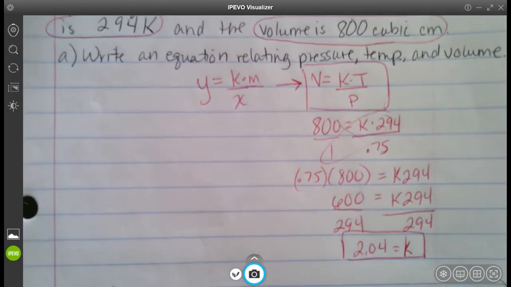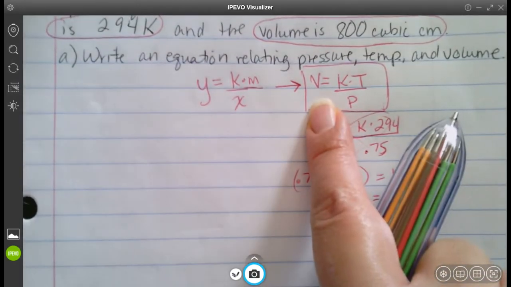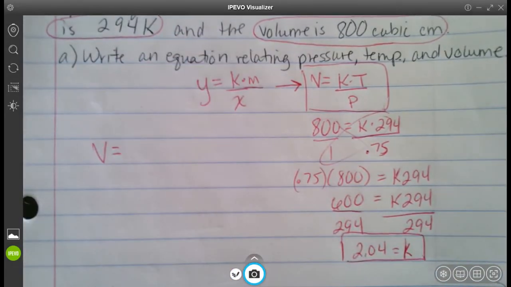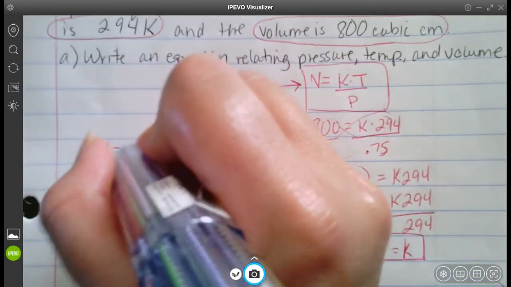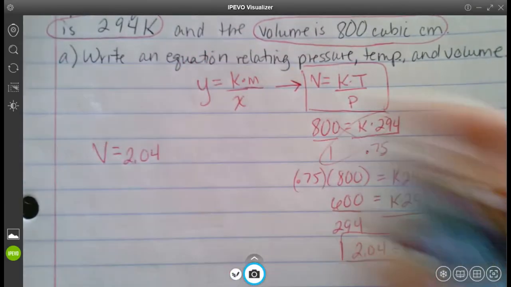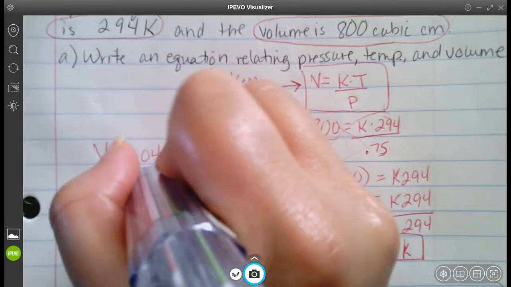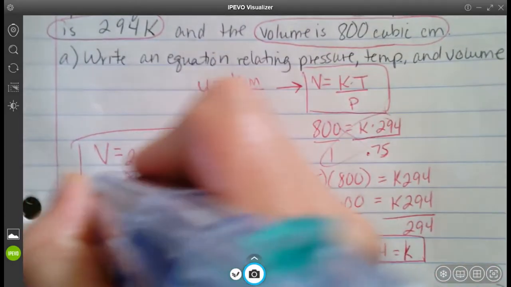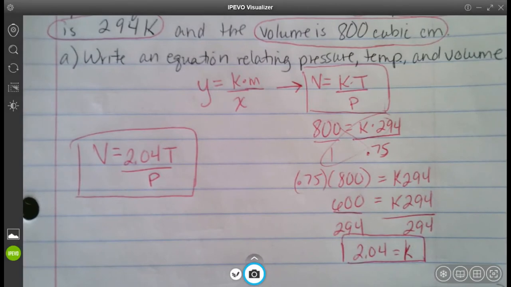So now that we have that, we can go ahead and write our equation. Remember, this is the equation. So volume is equal to 2.04 times the temperature divided by the pressure. And this would relate our pressure, our temperature, and our volume.